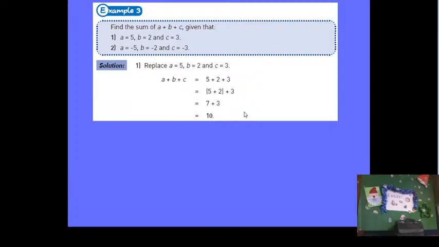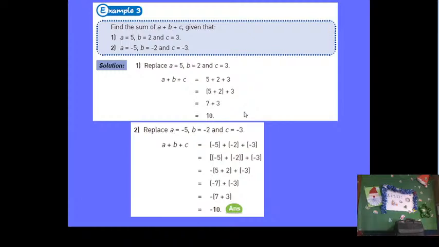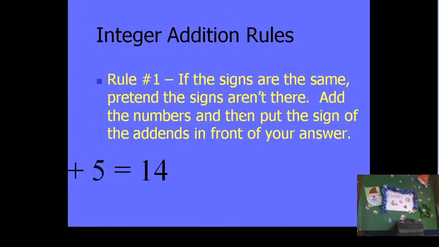Same like this, if we have a plus b plus c, only add these first. 5 plus 2, 7, 7 plus 3, 10. Now if we have it in the minus, -5 plus -2, -7. Next, plus -3, it is -10, right? This is how we will do it here.